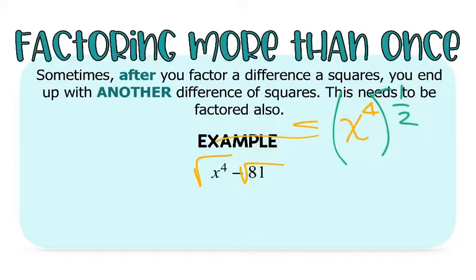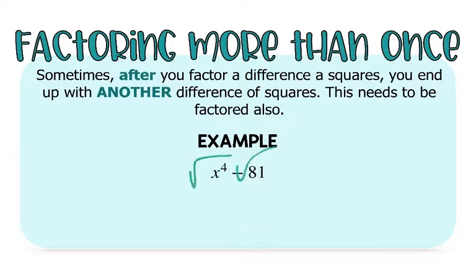And then you multiply these together. 4 times 1/2 is 2. So the square root of x to the fourth is x squared. Another way you can think about it quickly is just divide the exponent by 2. Okay, so I am getting x squared, and then the square root of 81 is 9.